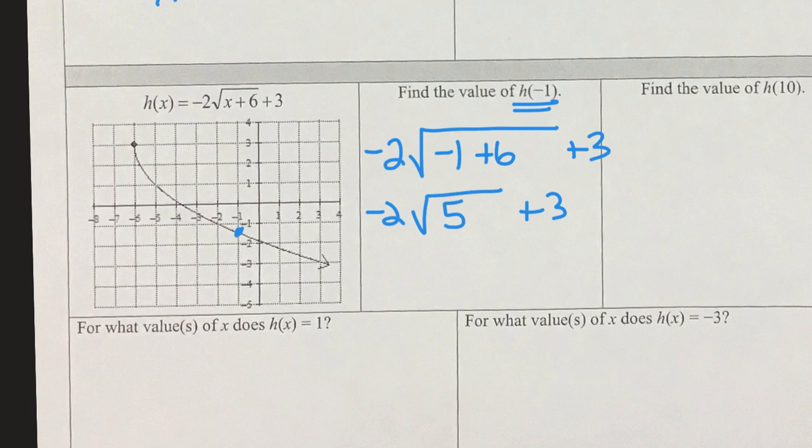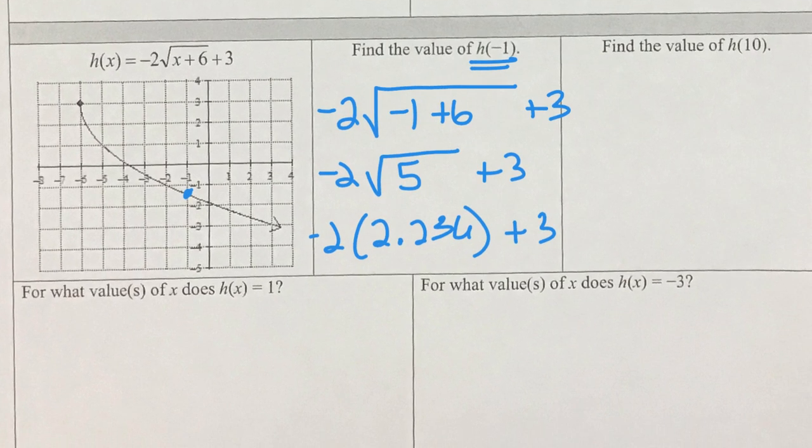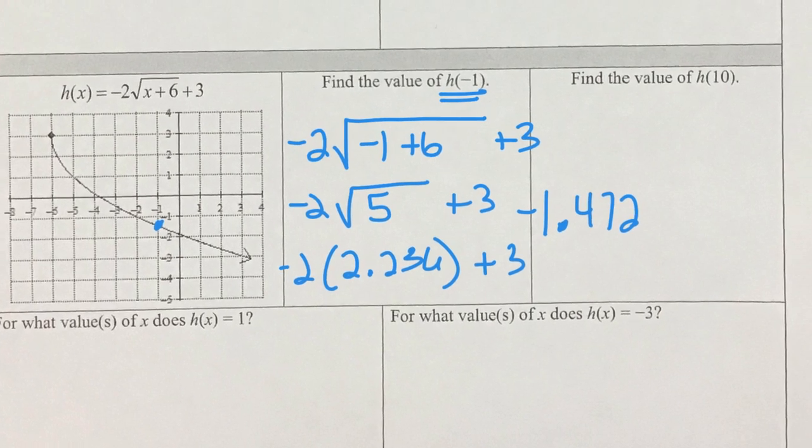Once again, let me go to my calculator over here, sorry, and do the square root of 5. My calculator says that is 2.236. Okay, so now I'm going to multiply that by negative 2 and add 3. And this says I have a y value of negative 1.472. Okay, which looks like it's about right. I would guess that that's negative 1.472 as my y value.